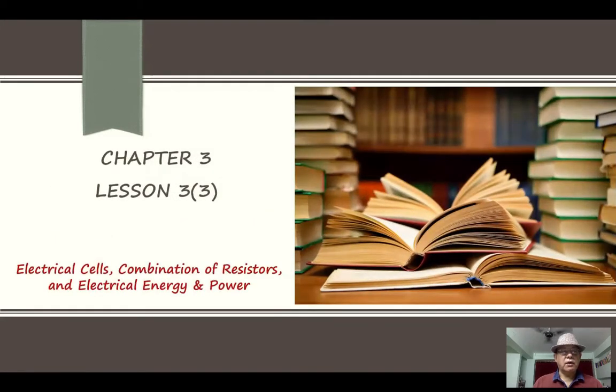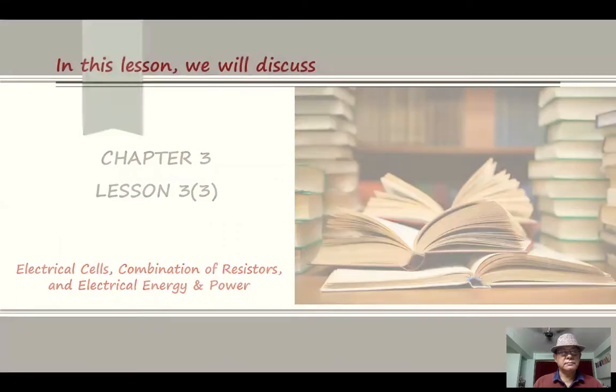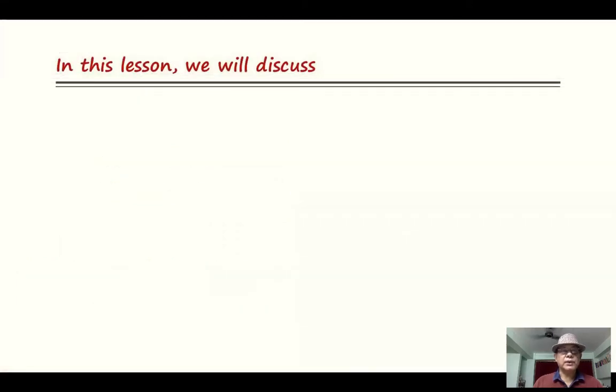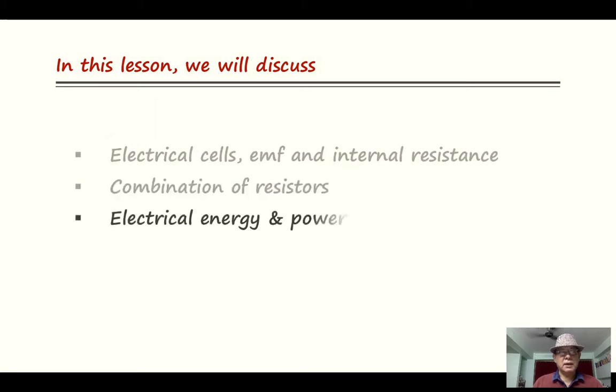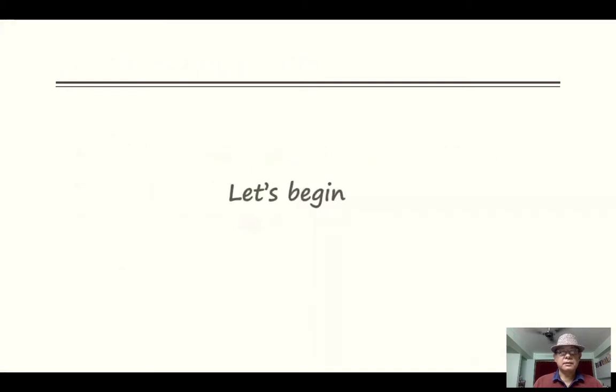Lesson 3 of Chapter 3: Electrical cells, combination of resistors and electrical energy and power. In this lesson, we will discuss electrical cells, EMF and internal resistance, and then combination of resistors, and finally, electrical energy and power. Let's begin.